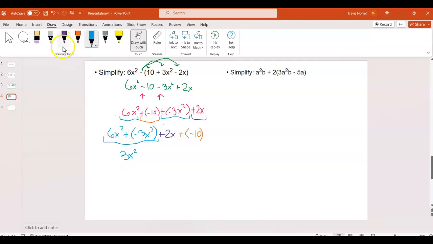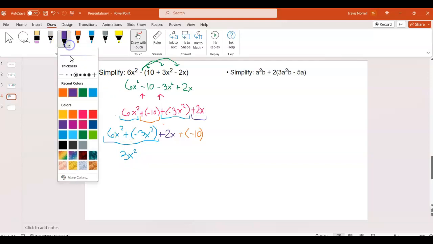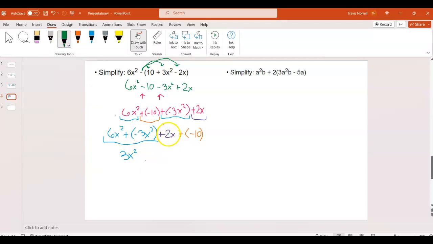I have nothing to combine with the 2x or the negative 10. Notice there were no other like terms there. So I'll just leave that plus 2x plus negative 10 would just be minus 10. We'll go ahead and simplify that back out. 3x squared plus 2x minus 10.